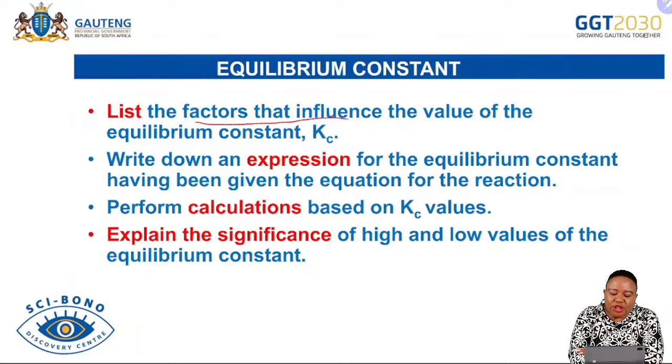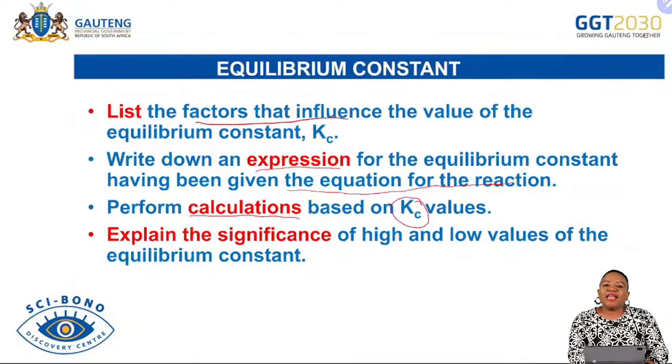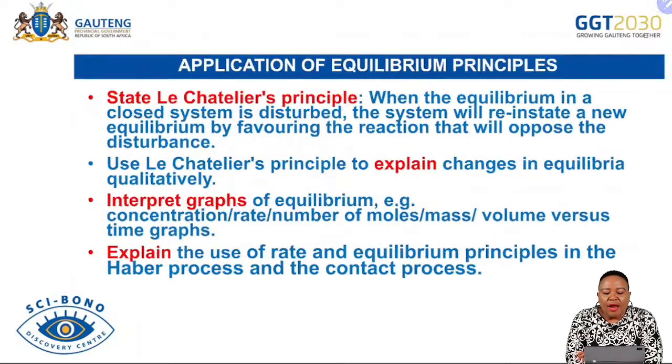We are going to write the expression for the equilibrium constant, having been given the equation for the reaction. We are also going to perform some calculations based on the equilibrium constant, which is abbreviated as Kc. We'll also explain the significance of high or low values of the equilibrium constant. We are also going to state and apply Le Chatelier's principle as part of the topic under chemical equilibrium.